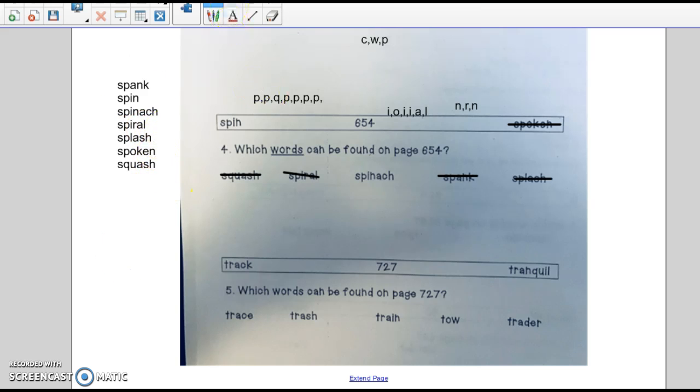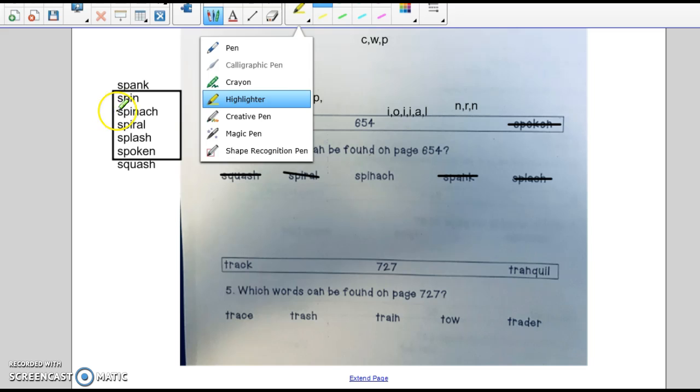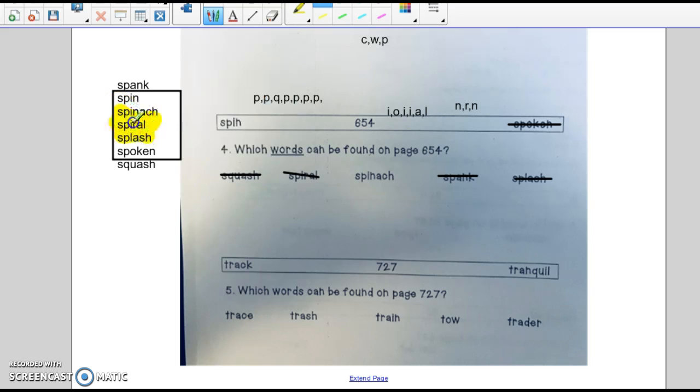All right, draw our dictionary page. Spin is first. Spoken is last. What other words go on the page? Well, what's in between them? Spinach, spiral, and splash. So there are your answers. This is perfect for TEIs. So circle spinach, spiral. Oh, spoken's already on there. Spin, spiral, and splash. Okay. Spank will not be on the page because it comes before spin. And then squash won't be on there because it comes after spoken.